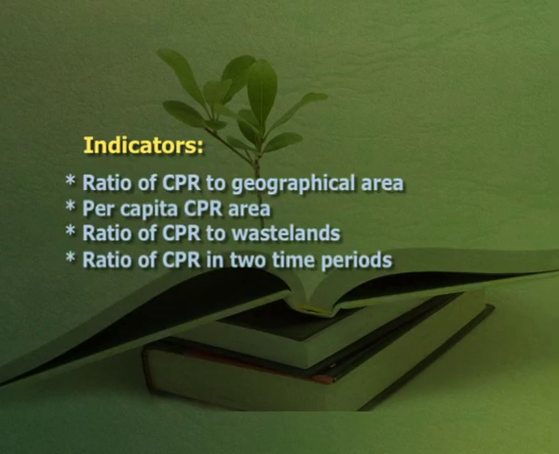4 indicators can be suggested to compare CPR across the states and to analyze the changes over time. Ratio of CPR to geographical area, per capita CPR area, ratio of CPR to wastelands, ratio of CPR in 2 time periods. Using these indicators between states, some major inferences are: number 1, CPR as a percentage of geographical area ranges between 4 and 30% in different states, barring such states as Himachal Pradesh, which are known to have protected forest CPRs.